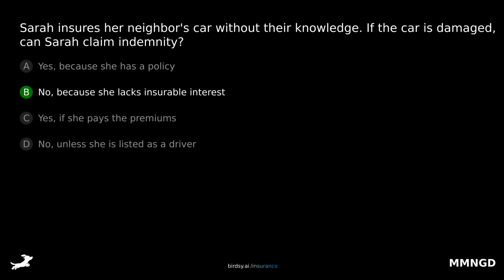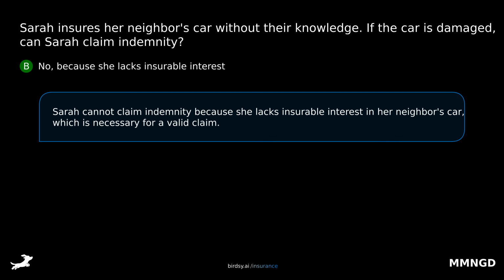The answer is B, no, because she lacks insurable interest. Sarah cannot claim indemnity because she lacks insurable interest in her neighbor's car, which is necessary for a valid claim.